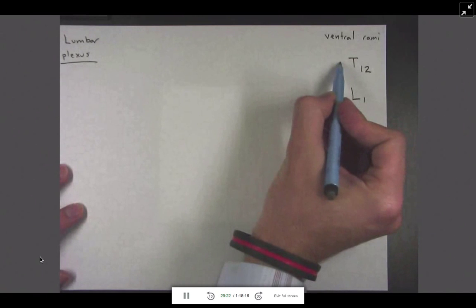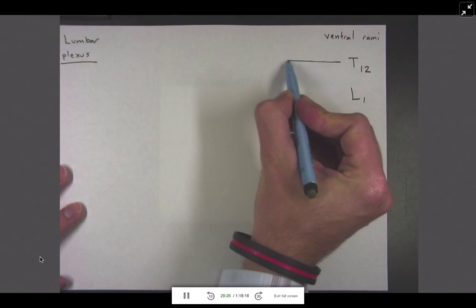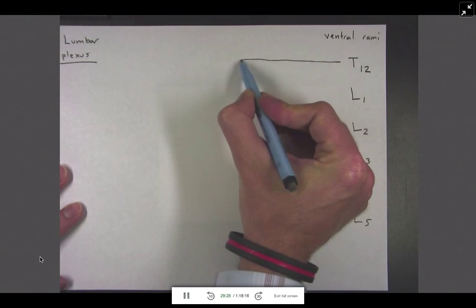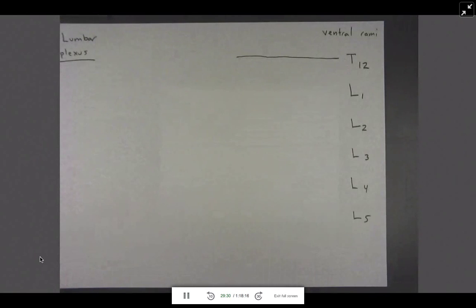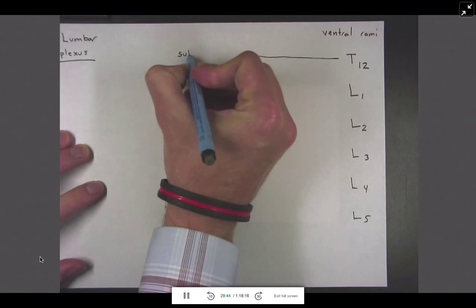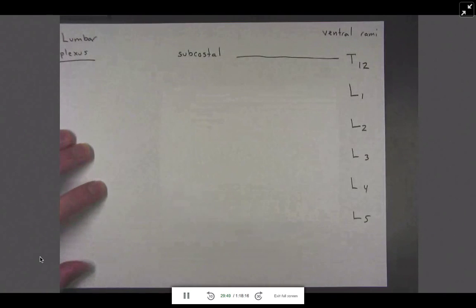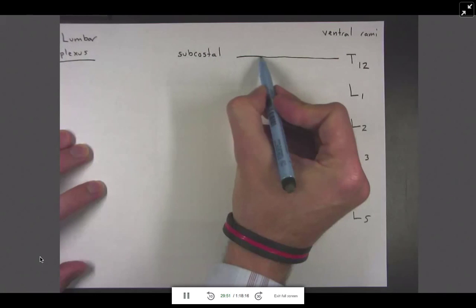So the ventral ramus of spinal nerve T12, it's the 12th intercostal nerve, and there is a theme for naming the 12th intercostal nerve something else. Does anyone remember? Yeah, if it's a 12th intercostal something, it's referred to as subcostal. So this is the subcostal nerve. That is the ventral ramus of T12.